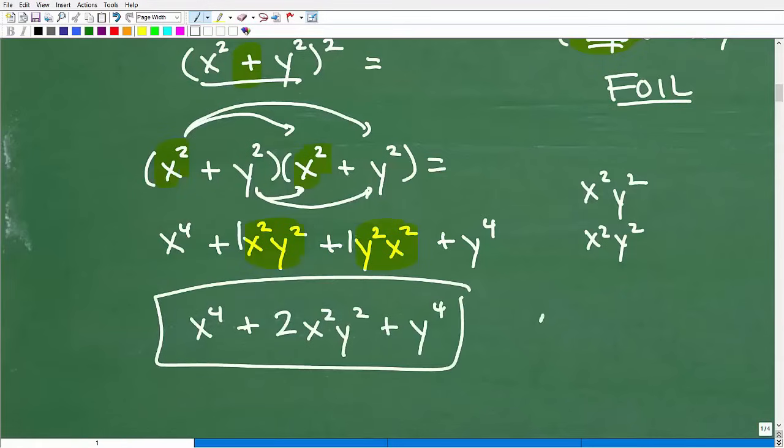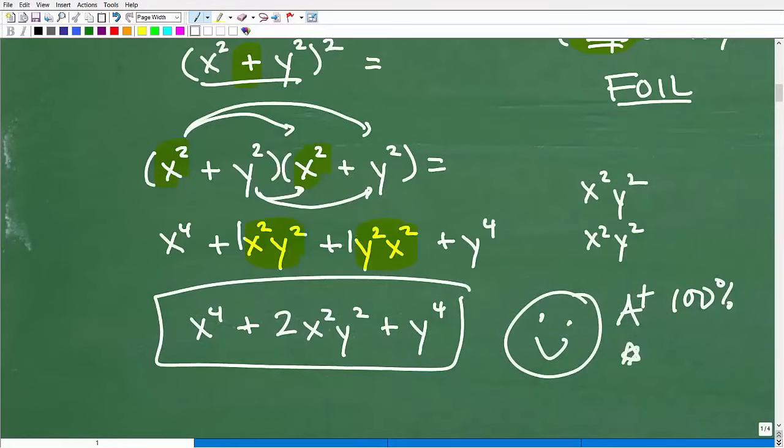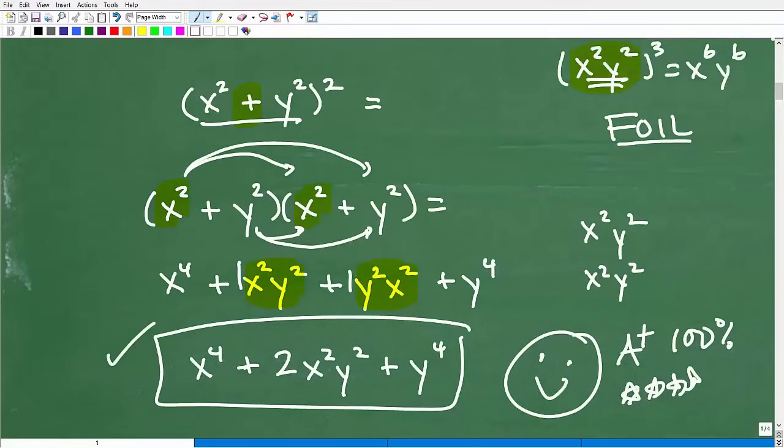And if you got that answer right, then definitely give yourself a gigantic happy face, an A plus, a 100%, and at least 3 stars. So if you didn't make the mistake and you're actually able to do this, that's very, very good. That's just one less common mistake that you'll have to deal with.